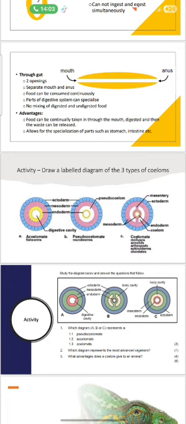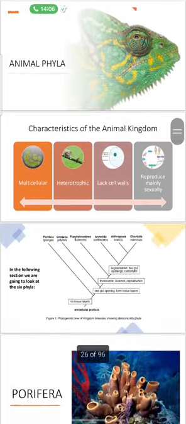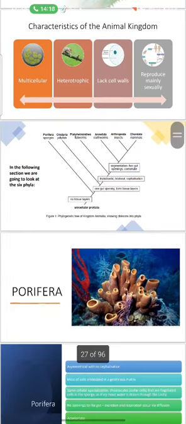Label activity, animal phyla. Characteristics of the animal kingdom: they are multicellular, heterotrophic, lack cell walls, and reproduce mainly sexually. So, in the following section, we are going to look at the six phyla. So, Porifera, which are sponges. Unicellular protista have no tissue layers. Porifera, which are sponges, have one gut opening and no tissue layers.